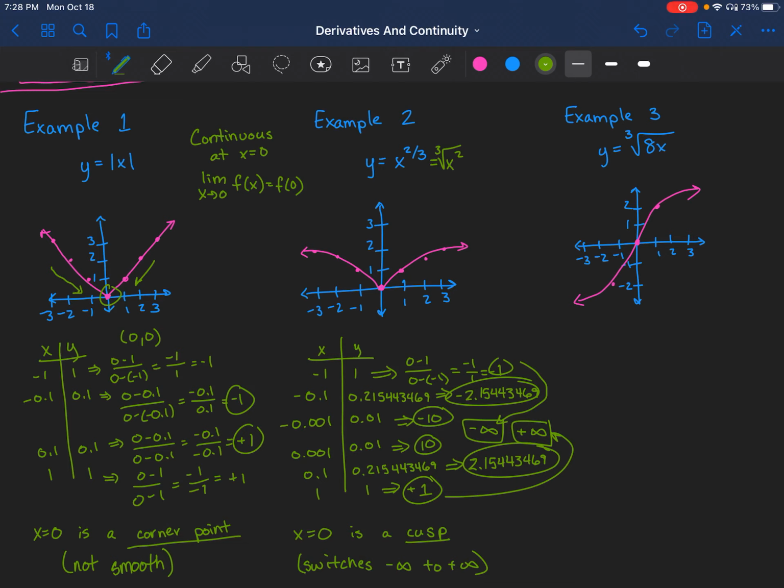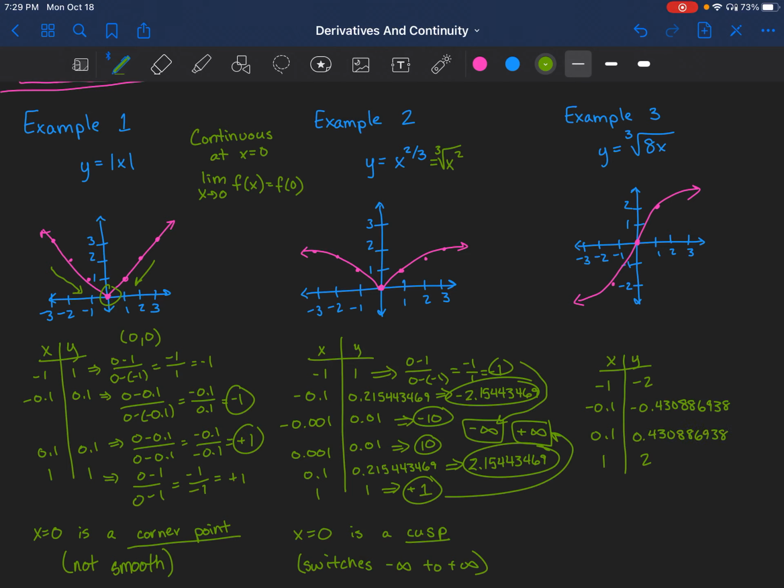Now, I'm going to go ahead and talk about this last one here, which is the cube root of 8x. And again, I'm just going to follow the same process. I'm going to show you real quickly. Let me do negative 0.1, 0.1, and 1. If I plug in 1, I know I get 2. If I plug in negative 1, I get negative 2. Let's do these others real quick. Negative 0.1 times 8, and then I cube root it, and I get negative 0.430886938. And if I plugged in 0.1, I get the positive version of that.